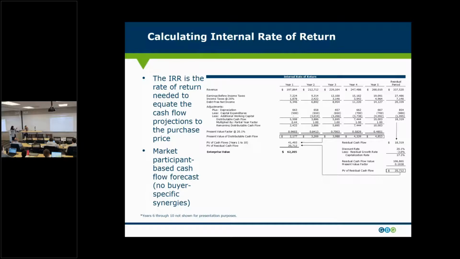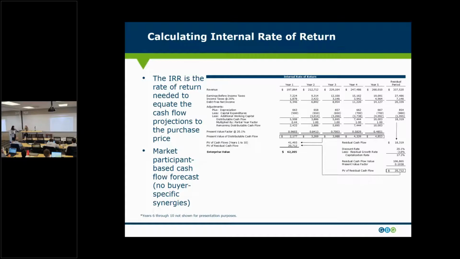So you're looking at this forecast, and in this example, the purchase price would have been 62, I think that says 62.2 million. So you have these cash flows, you have the purchase price, you reverse engineer it to figure out what is that present value factor that makes it equal 62.2. And in this case, it was 20.1.